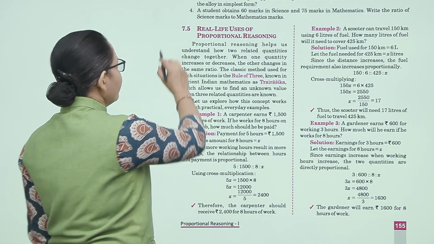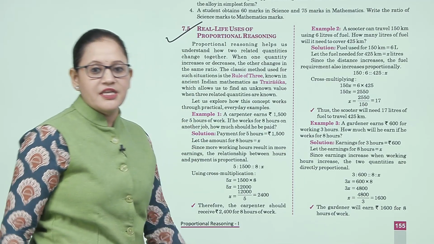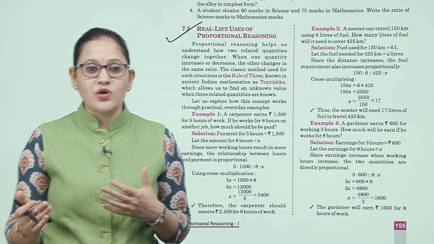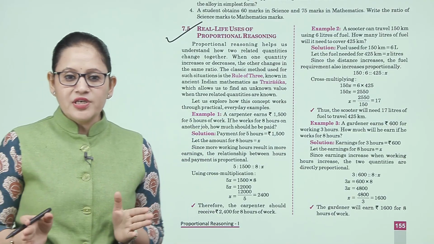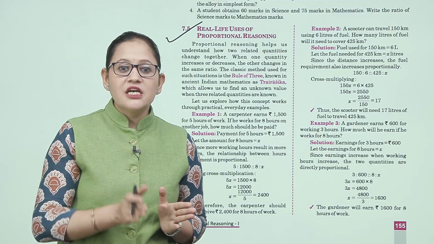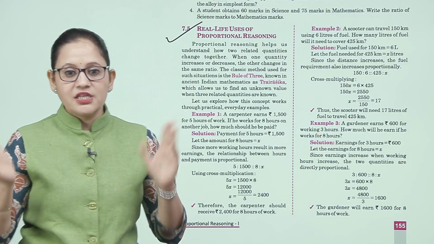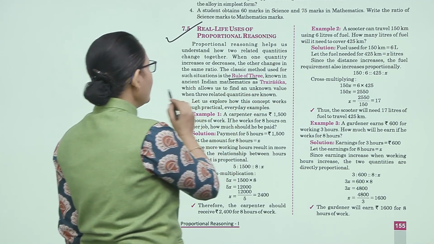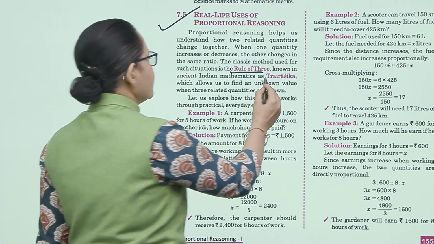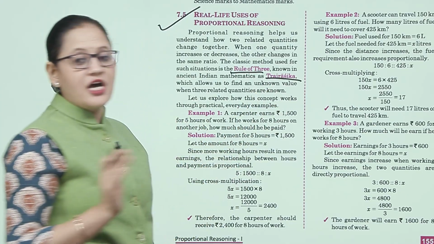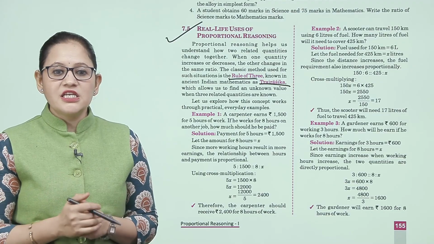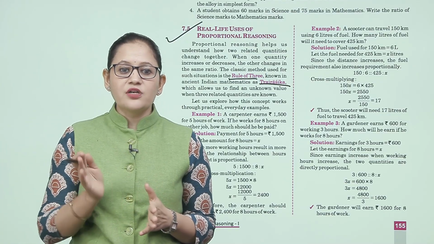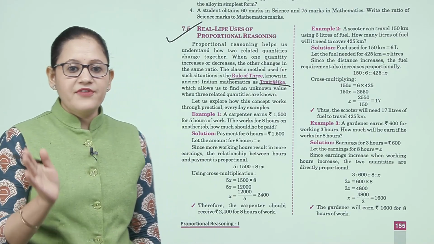Next is real life uses of proportional reasoning. Proportional reasoning helps us to understand how two related quantities change together. When one quantity increases or decreases, the other changes in the same ratio. The classical method used in this situation, the rule of 3, known in ancient India as Trairashika, allows us to find the unknown value when three related quantities are known. Let us explore how this concept works through a practical everyday example.